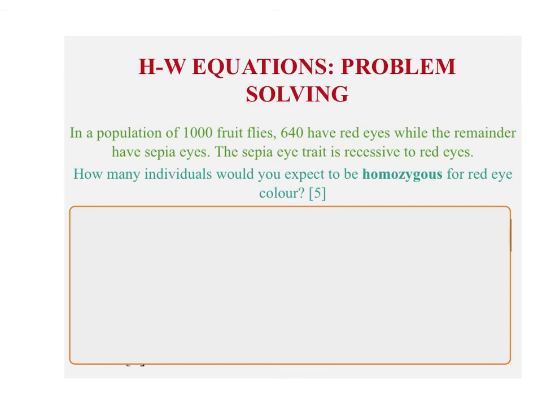Now it's your turn again. We've got 1,000 fruit flies and 640 of them have red eyes, while the remainder have sepia eyes. And sepia eyes are recessive to red eyes. Now how many individuals in that population would you expect to be homozygous for the red eye colour? And again, I'm going to give you the two equations just so you can see them being written, and you know that that's the first thing that you need to do for every question that has the Hardy-Weinberg equation involved. So p squared plus 2pq plus q squared equals 1, and likewise p plus q equals 1 as well. So pause, spend about 5 minutes doing this, show your workings out clearly.